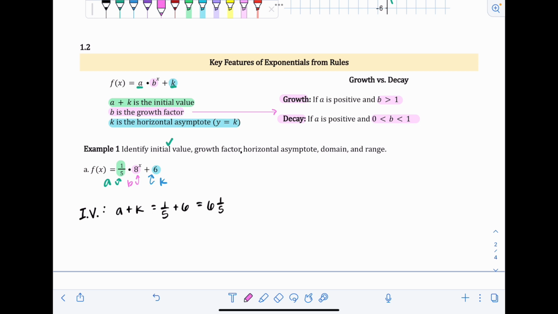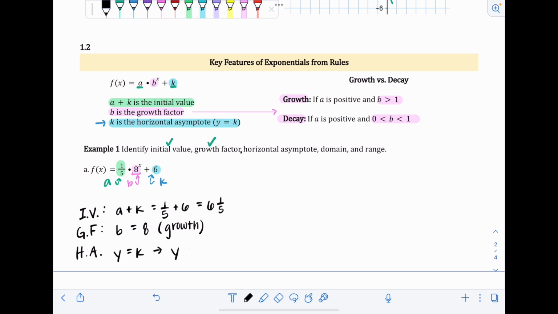Okay, so we found the initial value, and then the growth factor we'll find next. It says growth factor is b. So whatever b is, that's going to be our growth factor. So growth factor, I'm going to shorten that to GF, is b, and that's 8. And just leave a note for yourself that means it is growth, it's not decay. So we got growth factor. Next is the horizontal asymptote. I'm going to shorten that to HA. That is going to be y equals k, which k was 6. So our actual horizontal asymptote would be y equals 6. We found that value as the constant at the end.